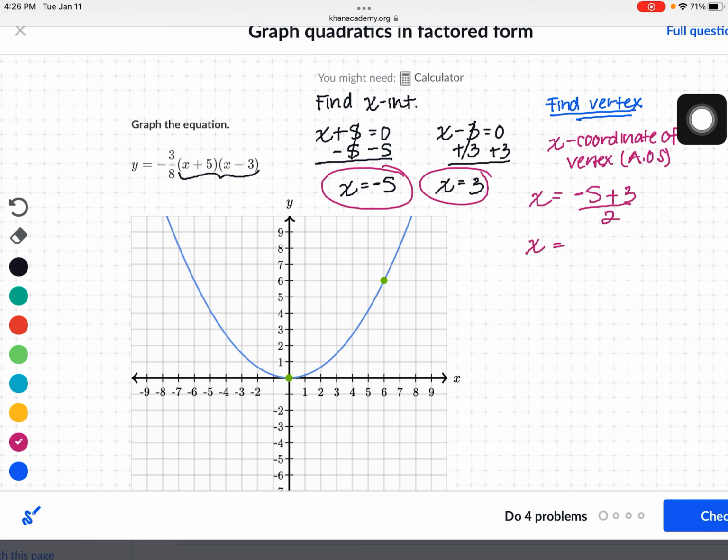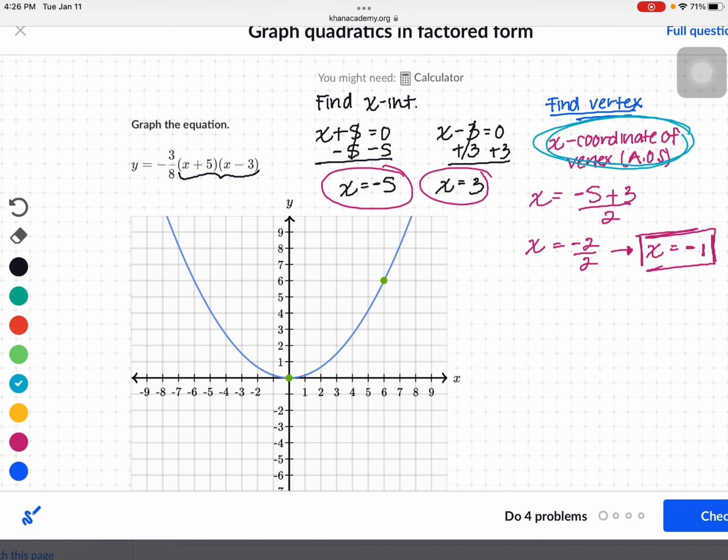So negative 5 plus 3 is going to be negative 2. Negative 2 divided by 2 is negative 1. So in this case, the x-coordinate of the vertex is negative 1, or the axis of symmetry here is negative 1. All right, so we found that one. Once again, that was the x-coordinate of the vertex. It's that value right there. So next step in this case, guys, is to find the y-coordinate.